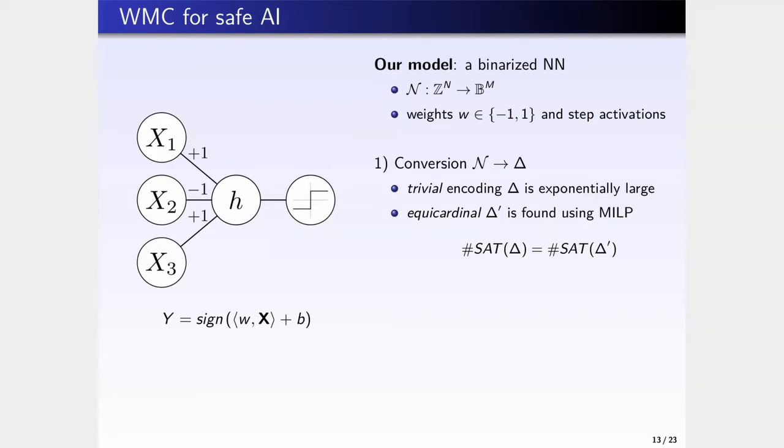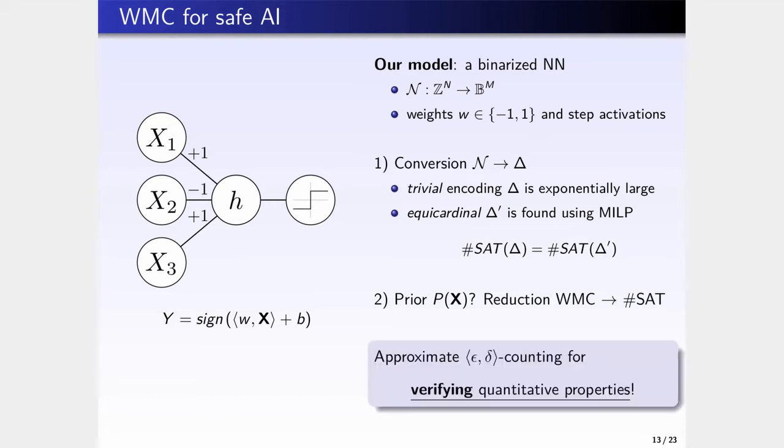And if you also want to specify a prior on the input of your model, you can use a well-known reduction of weighted model counting to model counting. I'm not going to go, of course, into the detail because that will take hours. But ultimately, then you can use an approximate model counter or weighted model counter for verifying quantitative properties like fairness and robustness to adversarial attacks, for instance.